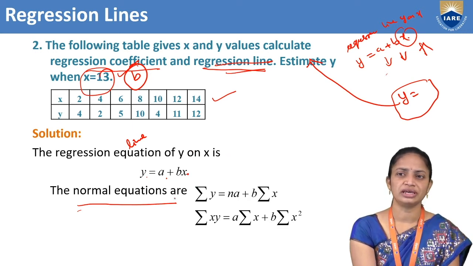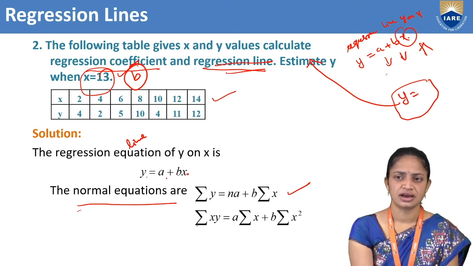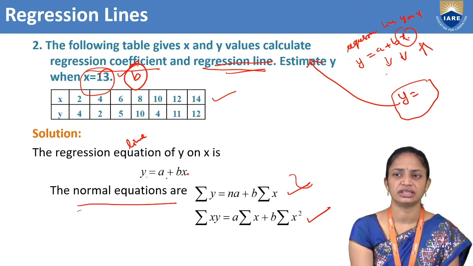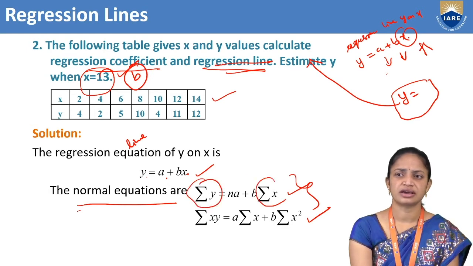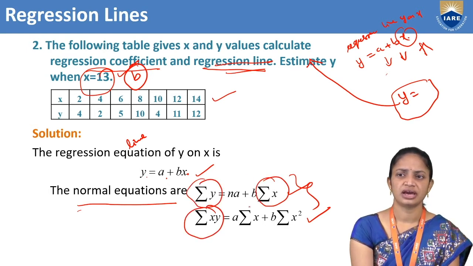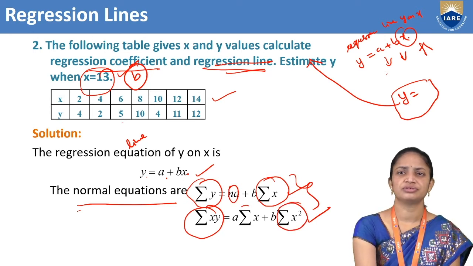The normal equations are: summation y equal to na plus b into summation x. The next normal equation is summation xy equal to a into summation x plus b into summation x square. These are the two normal equations for the regression equation. So we need to find summation y, summation x, summation xy, summation x square, and also the n value.